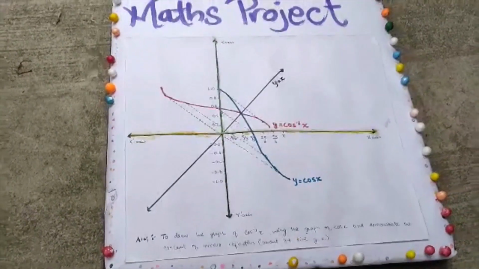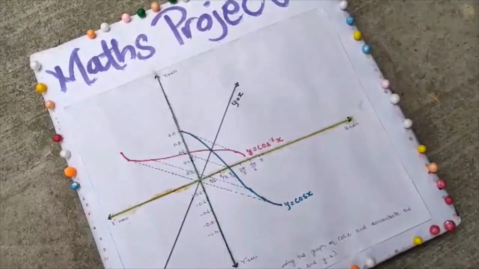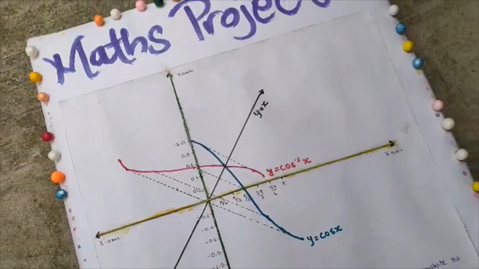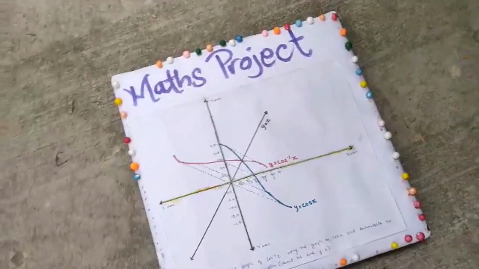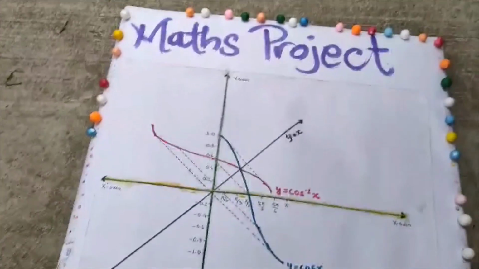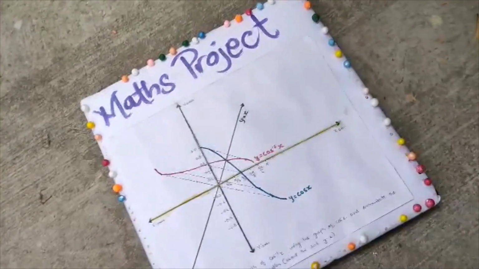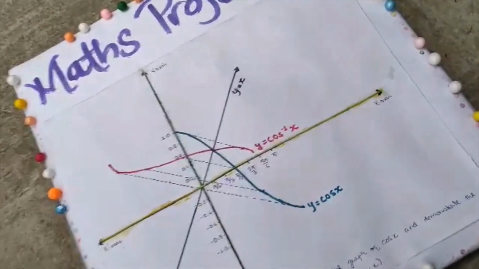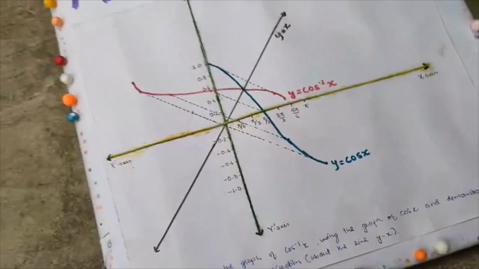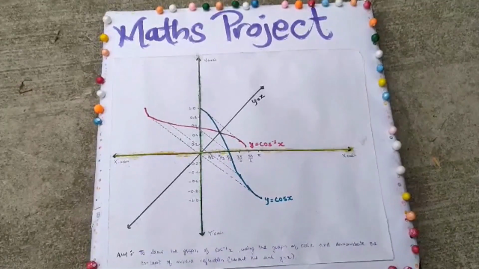Then I have made the line y equals x and drawn a perpendicular to y equals x from each point of the cos curve. Then I extended the perpendicular line to the same distance on the other side. Then by joining all these points with each other, we got the tracing of cos inverse x. Here the graph of y equals cos inverse x is shown with the red line, as you can see in the project. Thank you.